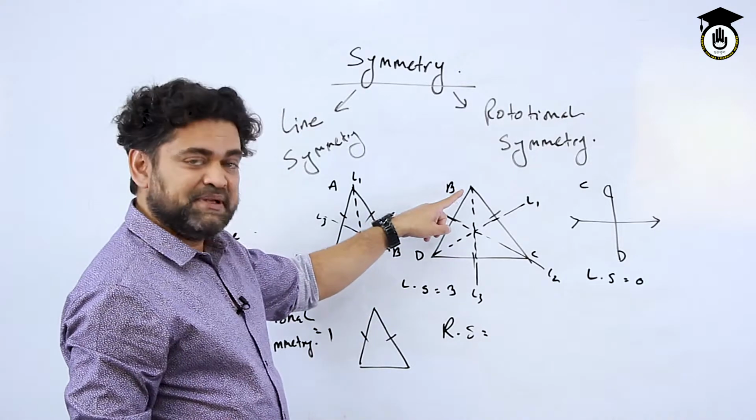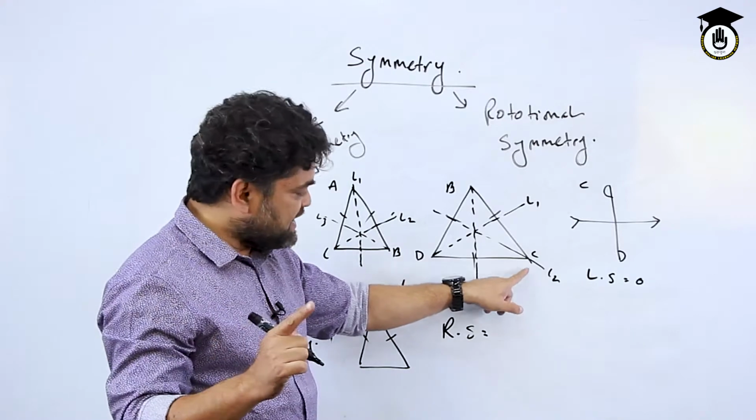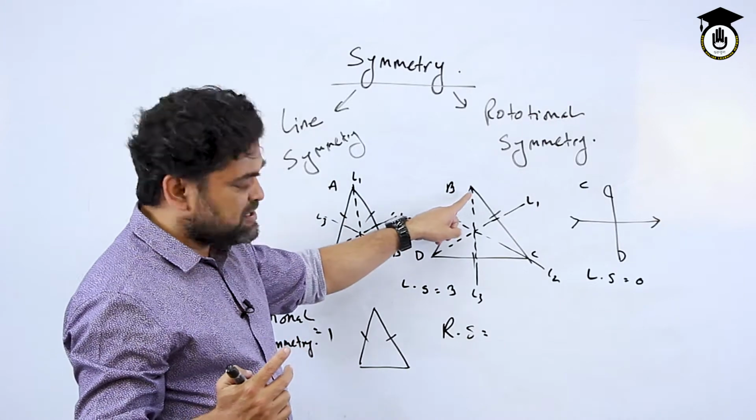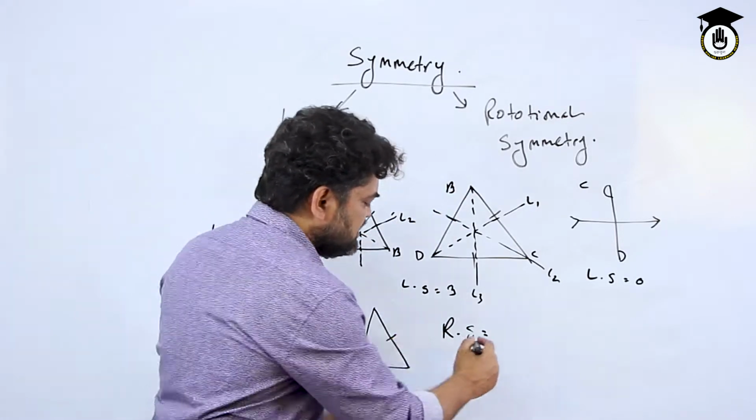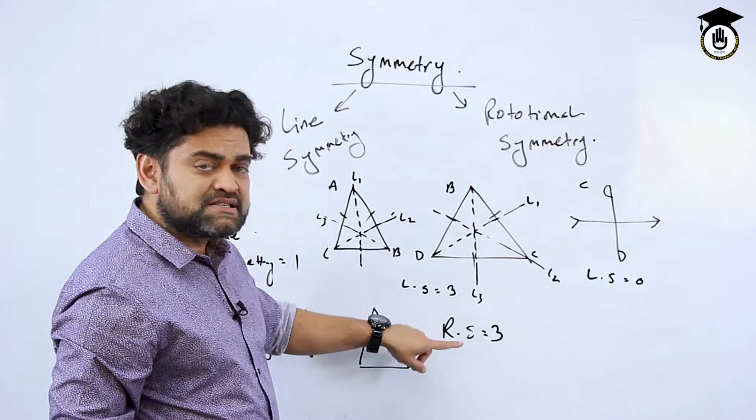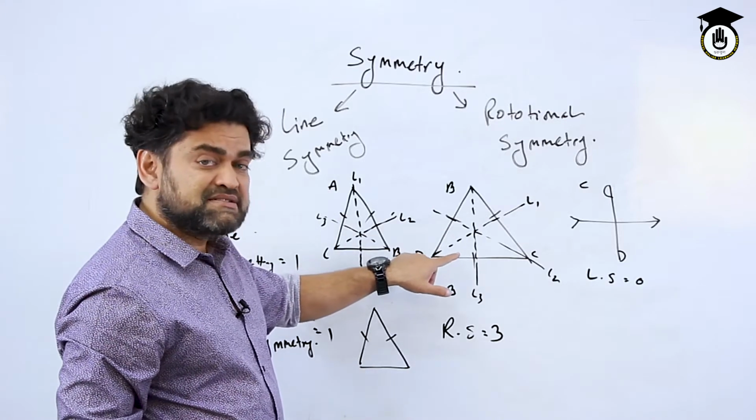Again, it comes on B. So one rotation is on C, that is 1. Another rotation is on D, that is 2. Another rotation will be in its original position, that is B, that is 3. So rotational symmetry will be 3. So here you see line symmetry is also 3, and rotational symmetry is also 3, in the case of an equilateral triangle.